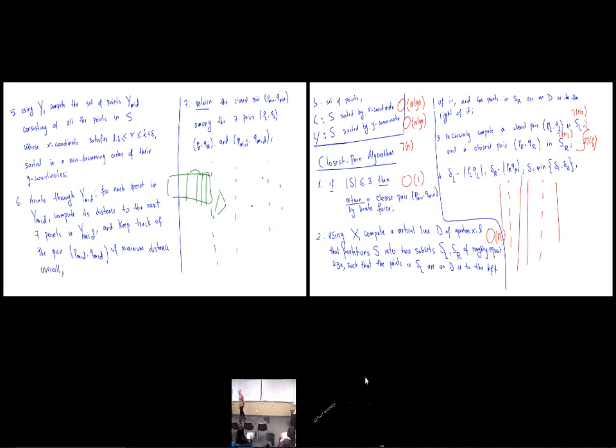Just like in merge sort, you recurse on the left, recurse on the right. This takes constant time because you're computing 2 distances and then finding the min. Now this step 5 entails scanning y, and for every point checking if it's in the strip, then it satisfies this. So that's constant per point. Overall, it's order of n.